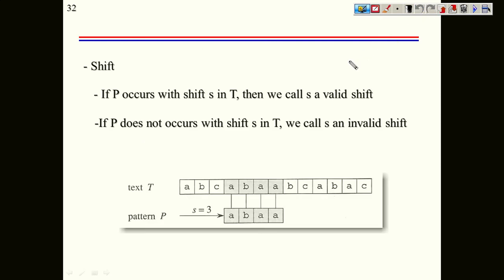The other important thing about string matching is shift. This is very important. Now what is shift? Let us read this line. If P occurs with shift s in T, then we call s a valid shift. P is a pattern and T is a text. So if P is actually a match with T, we call it a valid shift. And if there is no match with T, then we call it an invalid shift.